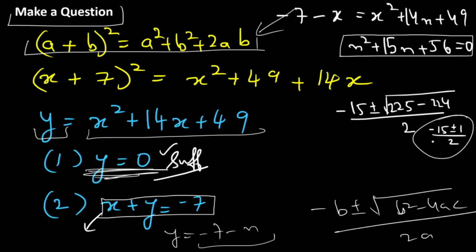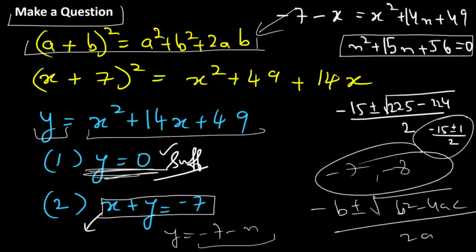So if you take plus, you will get minus 15 plus 1, which is minus 14 by 2, which is minus 7. And if you take minus, you get minus 15 minus 1, which is minus 16. And minus 16 by 2 is equal to minus 8. So two solutions are possible. Therefore, statement 2 alone is not sufficient. And hence the correct answer to this question is option A.